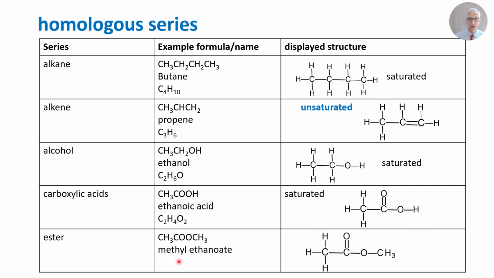Esters, for instance, methyl ethanoate. Here's the displayed structure, CH3, C double bond oxygen, single bond carbon. So this is called methyl ethanoate. Methyl refers to the CH3 group here. Ethanoate, there are 2 carbons in the ethanoate section, 1 carbon, 2 carbons. So this is methyl ethanoate.